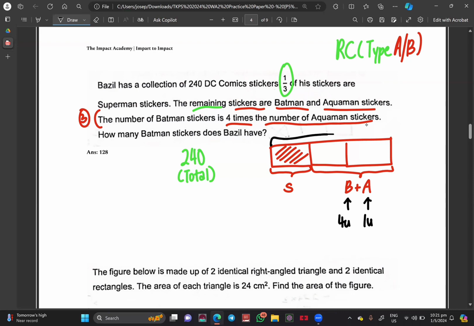And do you remember just now we learned that the total has to be 240? So we can actually find the value of each unit. Why do I say 80? 8, 16, 24, isn't it? So we can say that 3 units is 240, 1 unit is basically 80.